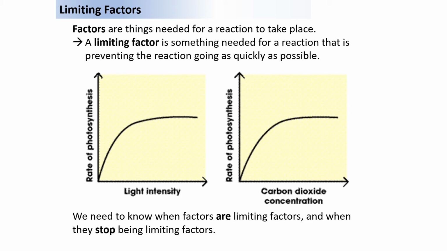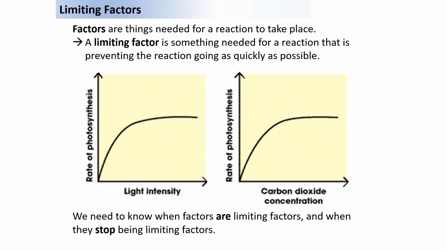For example, if we look at this, light intensity here is a limiting factor until a certain point. After that, when the curve starts to flatten, light intensity is not a limiting factor anymore. Even if you increase the light intensity, the rate of photosynthesis will not increase.